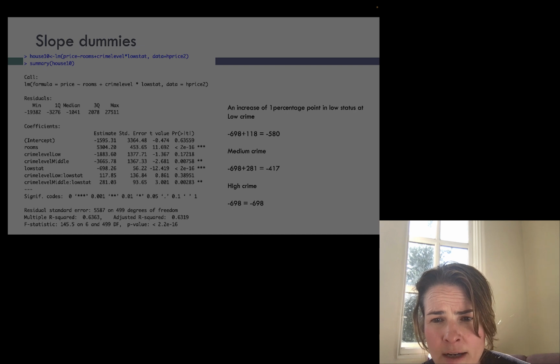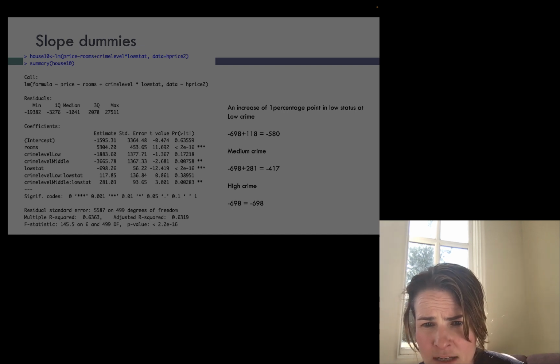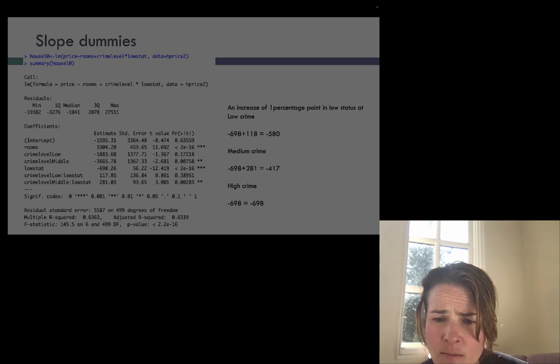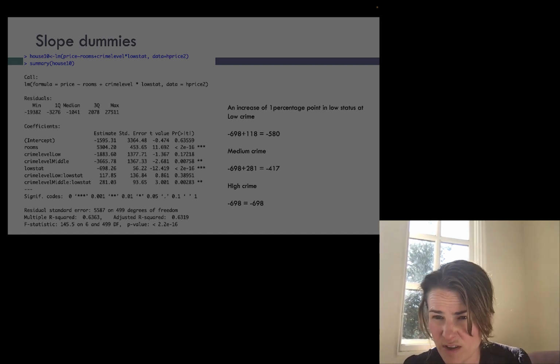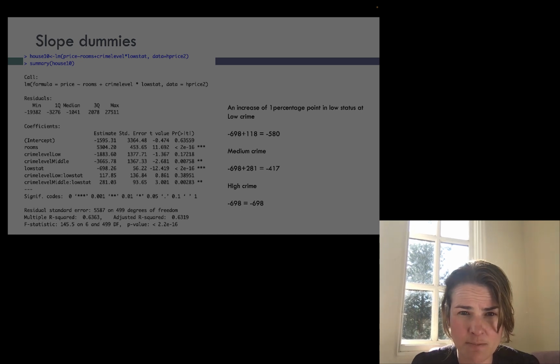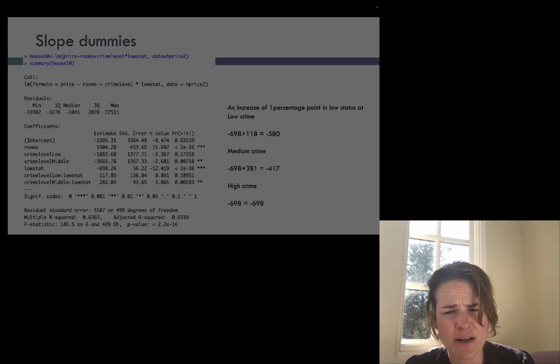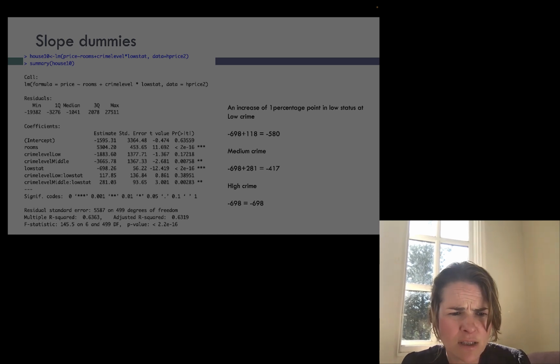A 1 percentage point change in low status in a medium crime neighborhood would reduce housing price $417. And in a high crime neighborhood, more low status people would decrease prices by $698 for every increase in low status people. So kind of weird nonlinearity there too.